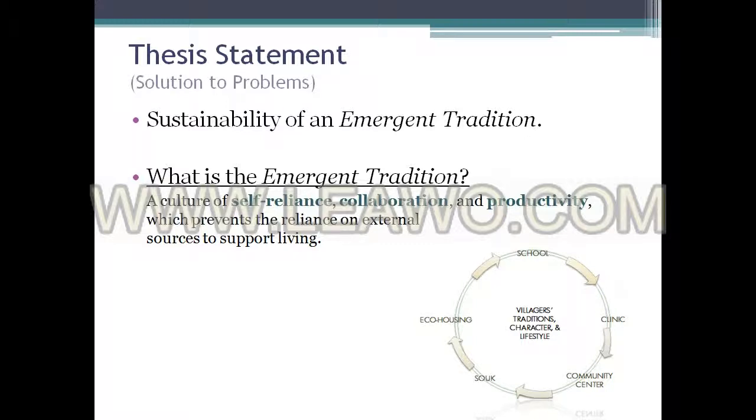The idea is to emerge through their architecture with this new tradition of self-reliance, collaboration, and productivity, like a cradle lifestyle.